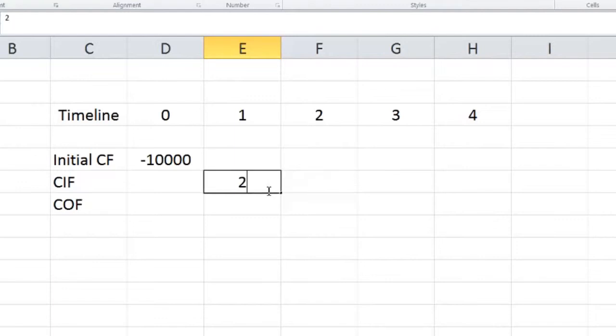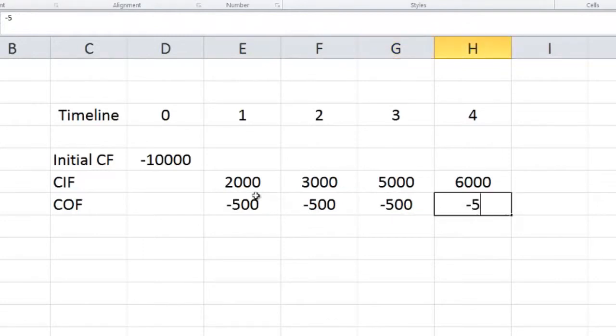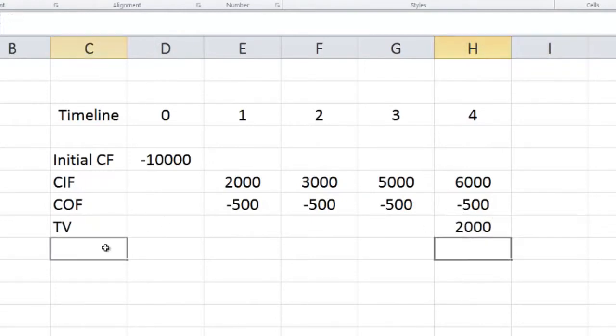Cash inflow in the first year is $2,000. Second year, $3,000. Third year, good year, $5,000. And $6,000 in the fourth year. Cash outflows, those are going to be consistent. $500 a year. But we forgot one thing here. What we forgot is the terminal value. Say that's $2,000 more that you get back.